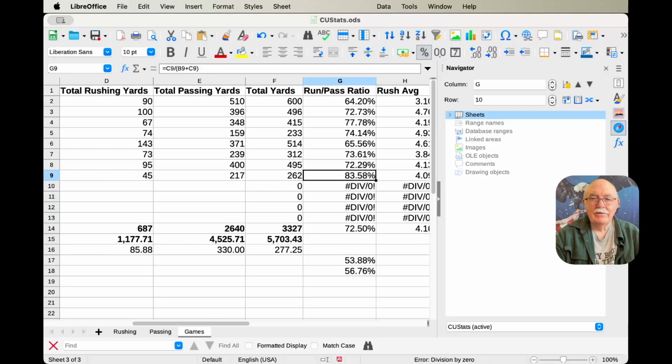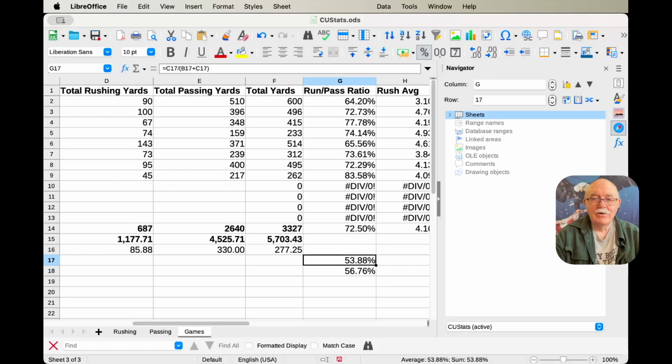But if you look at the game against UCLA, Colorado passed 83.58% of the time in that game. Well, no wonder Shedeur Sanders is getting sacked. Because UCLA knew, they understood that Colorado was not going to run the ball. And the few times that they did run the ball, all they had to do was stop it with the linebackers. They didn't have to worry about whether the defensive line was able to stop the run because they weren't really running.